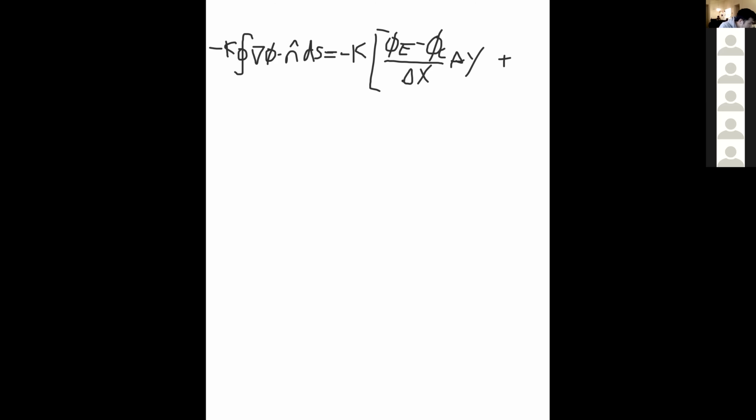Plus, and then we have the derivative on the north face. So we have phi n minus phi c all over delta y. Remember, on the north face we evaluated a y derivative. And then we're going to multiply this by delta x. Let me put parentheses around these to make it more clear.